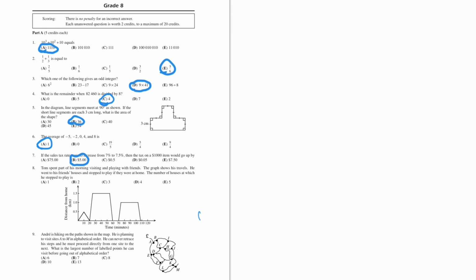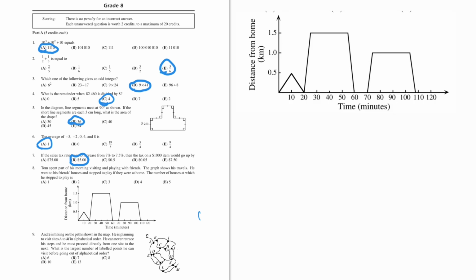Number 8. Tom spent part of his morning visiting and playing with friends. The graph shows his travel. He went to his friend's house and stopped to play if they were at home. The number of houses at which he stopped is... Now we follow the time of his travel from home. That's distance 0 from home. When he goes to 0.5 kilometer, he didn't stay there. He went back home immediately. That means the friend's not at home.